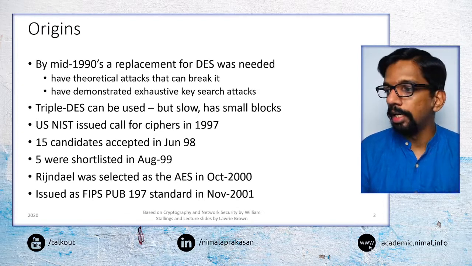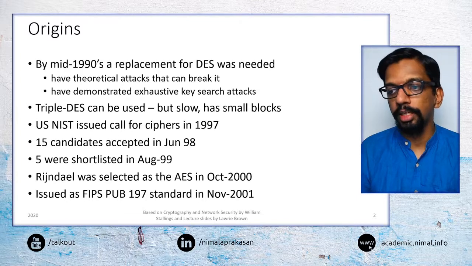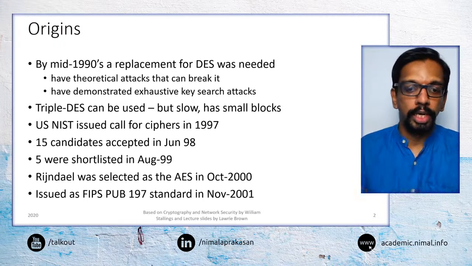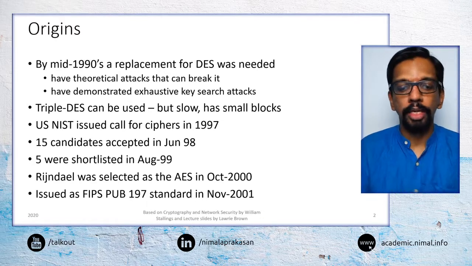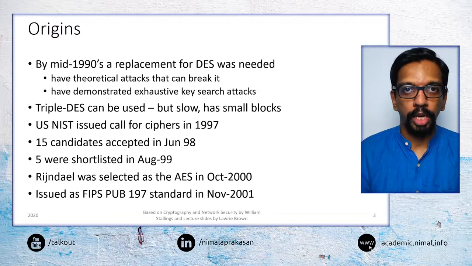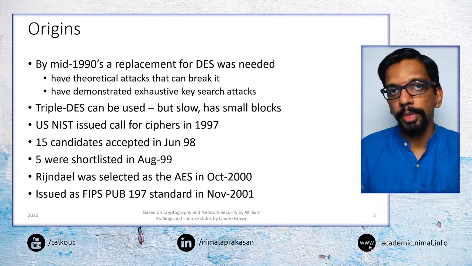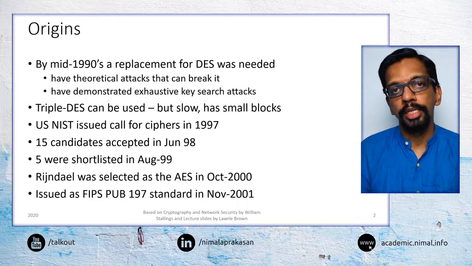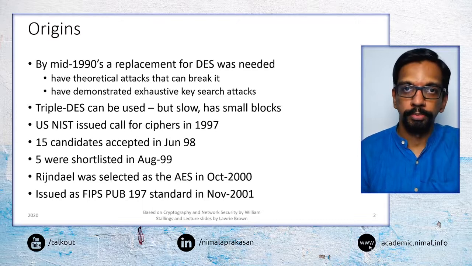There were 15 candidates accepted for consideration, and of those 5 were shortlisted, and in October 2000 one called Rijndael was selected as the Advanced Encryption Standard, or AES. It became a standard in 2001, and since then it has become the de facto standard for encryption in many applications. Even though DES may still be used in certain legacy applications, other than that, AES has become the de facto standard for data encryption in many places.